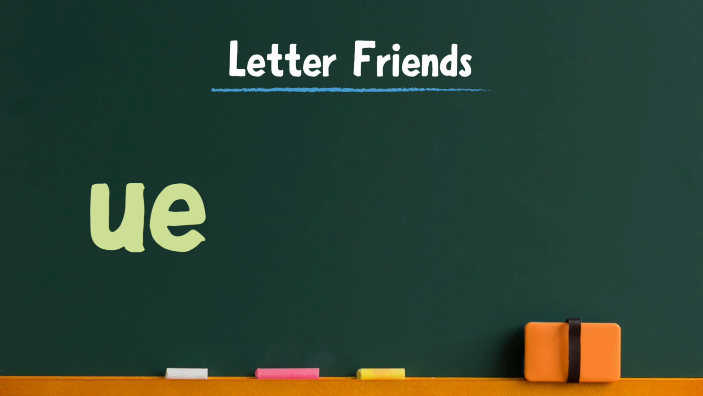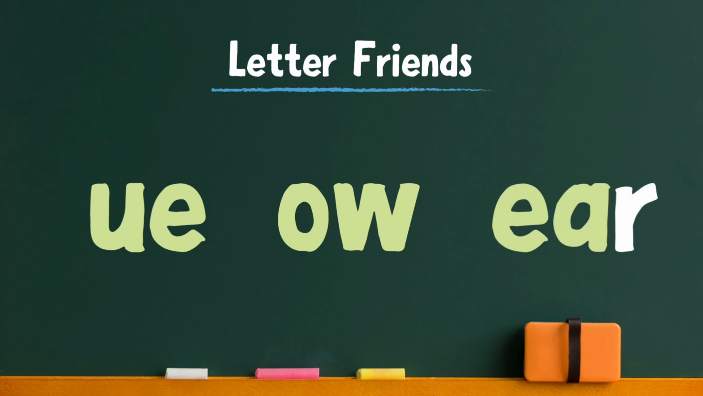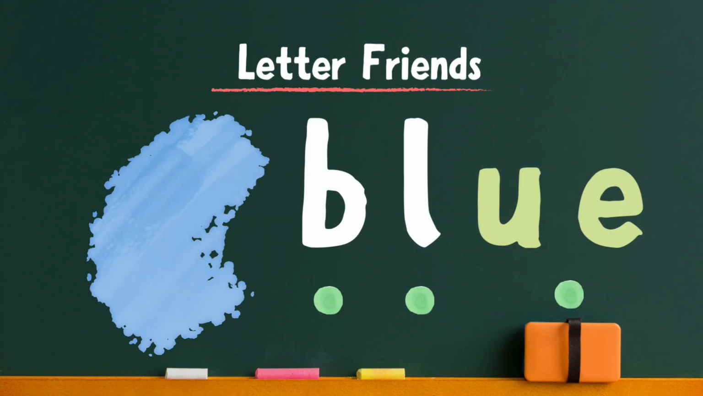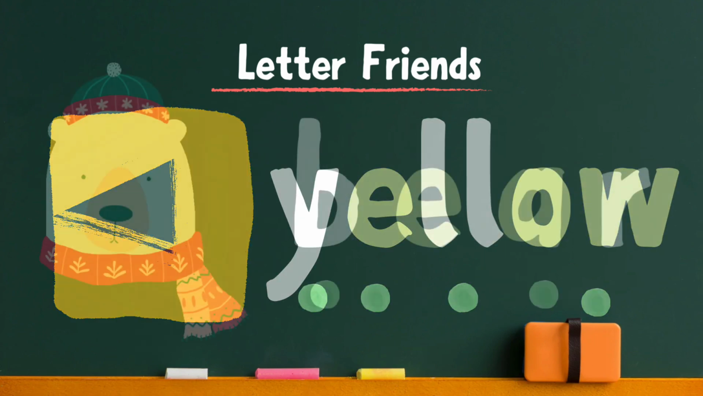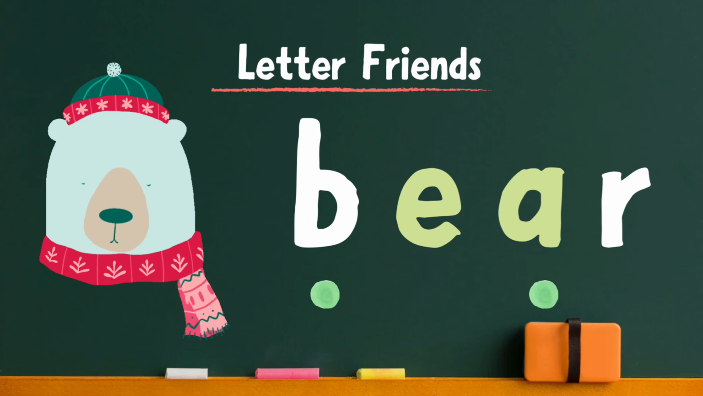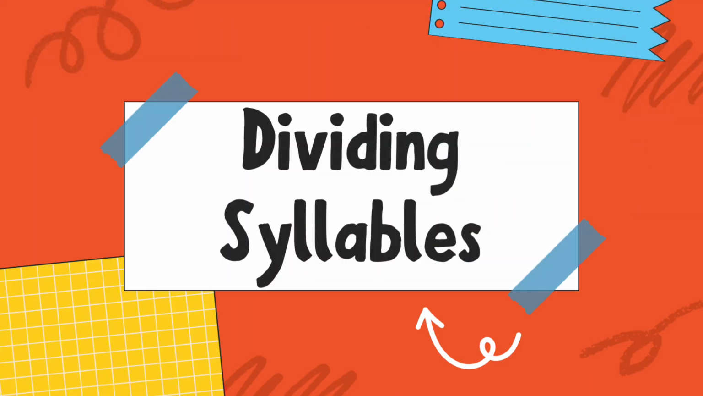Here are the new letter friends. Oo, O, air. B, l, oo, blue. Y, e, l, l, o, w, yellow. B, air, bear. Now, to be good at reading and spelling, you also need to be good at dividing syllables.